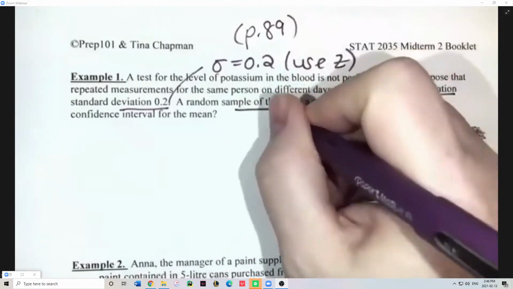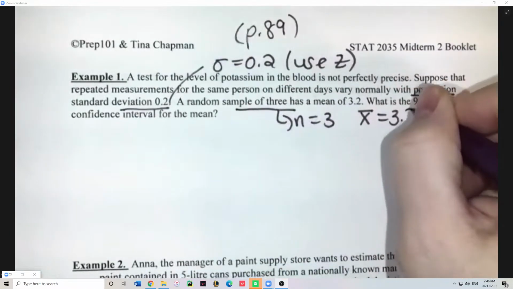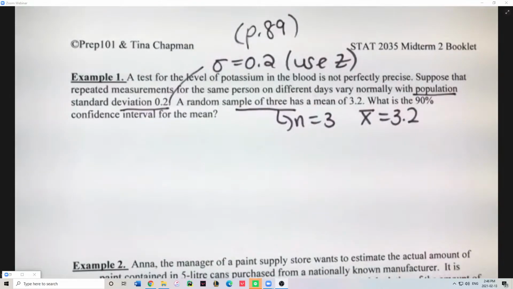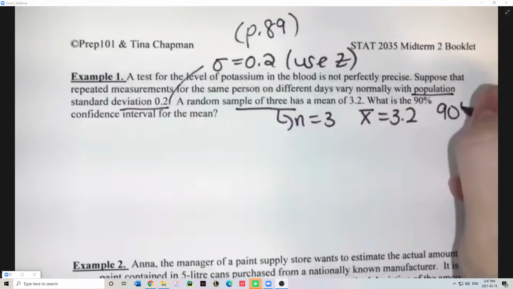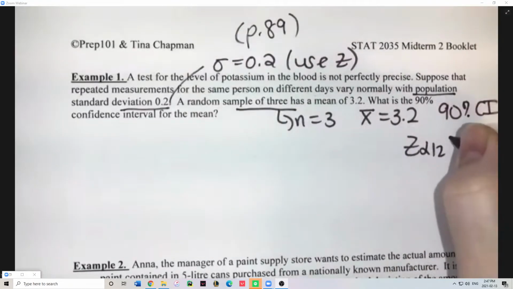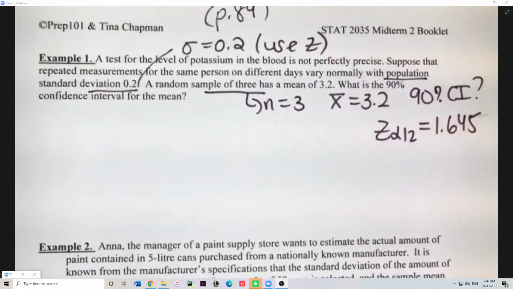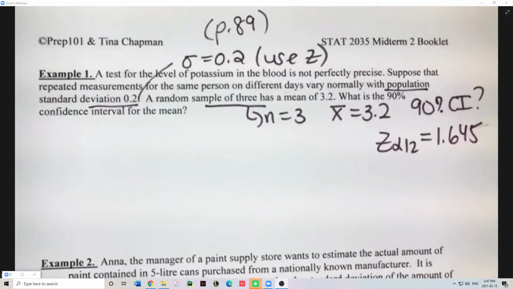So sample of 3, that's our N. And the mean of that sample is X bar, 3.2. And what is the 90% confidence interval? So our critical Z for 90% is 1.645. We have that a couple pages back, or you can look at the bottom of your T table, right?